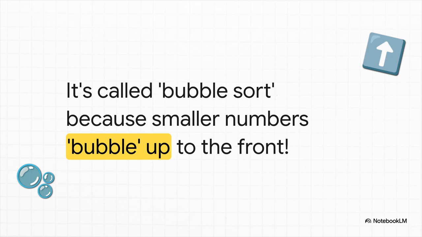Because if you watch it happen, with every pass, the smaller numbers kind of bubble their way up to the front of the line. It's just a simple recipe that creates perfect order out of total chaos.